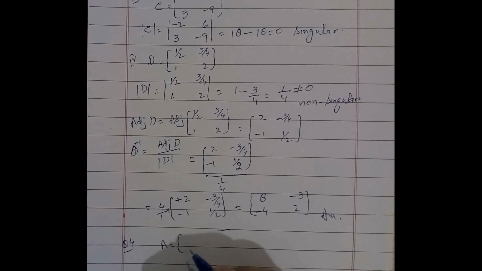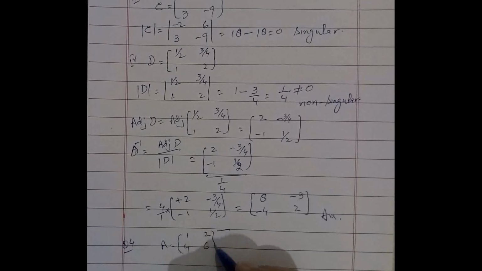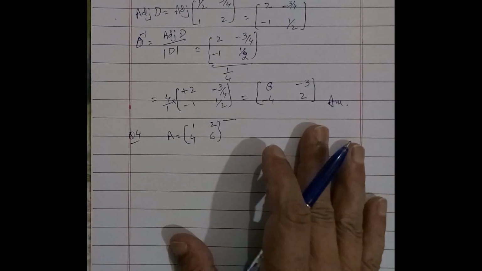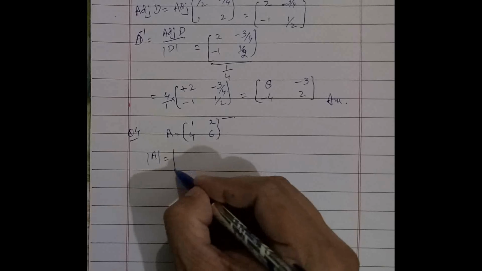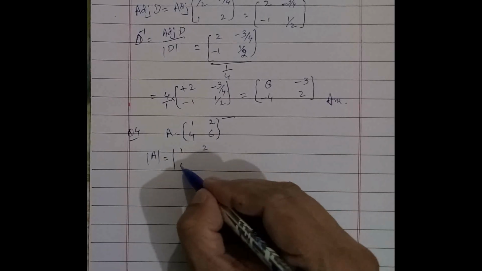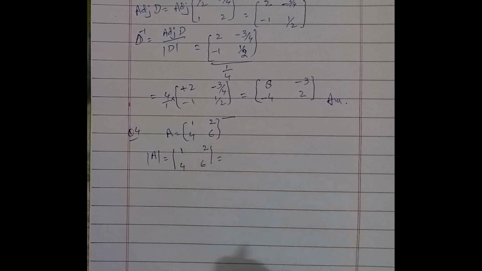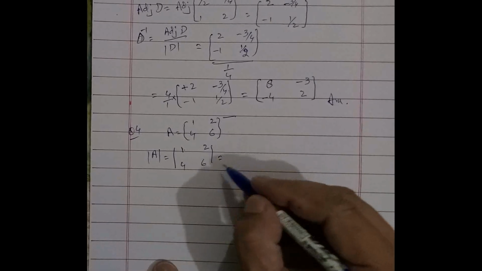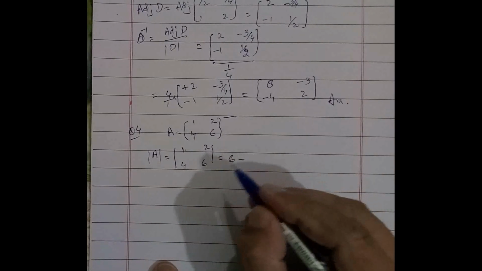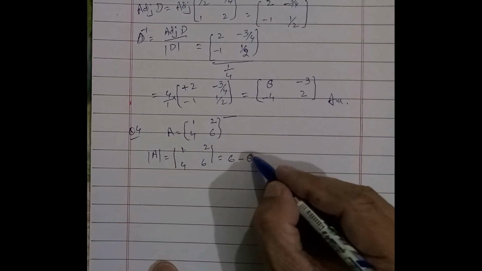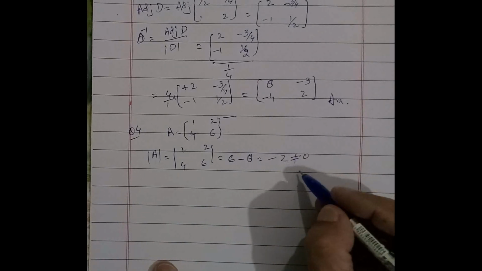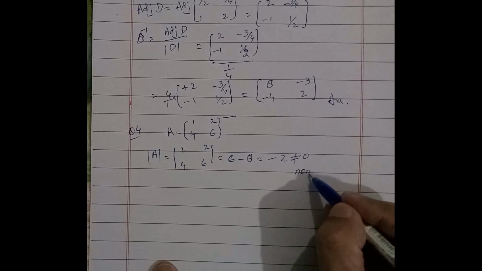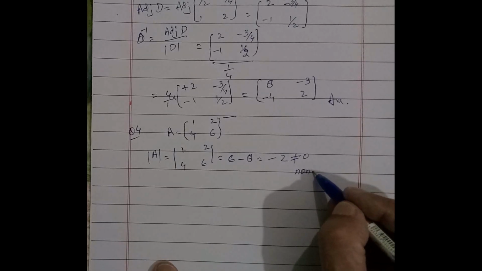A matrix is 1, 2, 4 and 6. Now we find the determinant of A. A determinant is equal to 1, 2, 4, 6. Solve it. 1 multiplied by 6 is equal to 6, minus 4 multiplied by 2 is equal to 8. The answer is minus 2, which is not equal to 0. So it is non-singular.